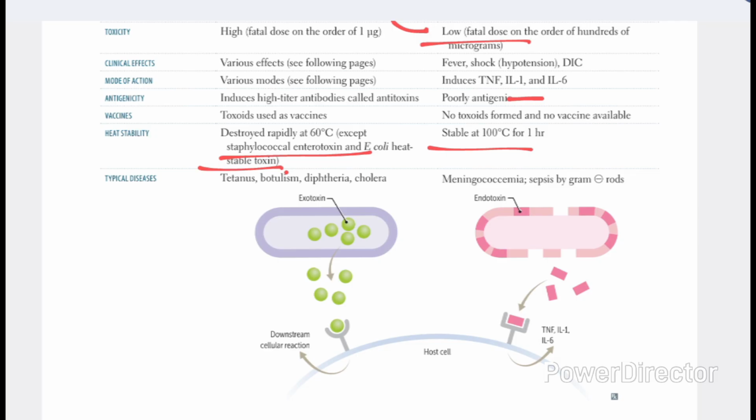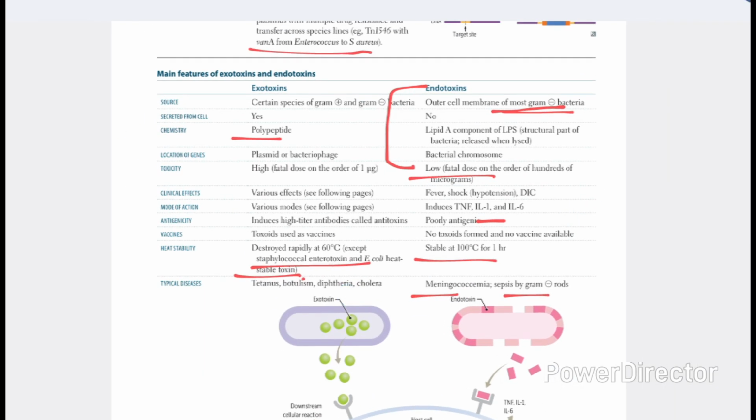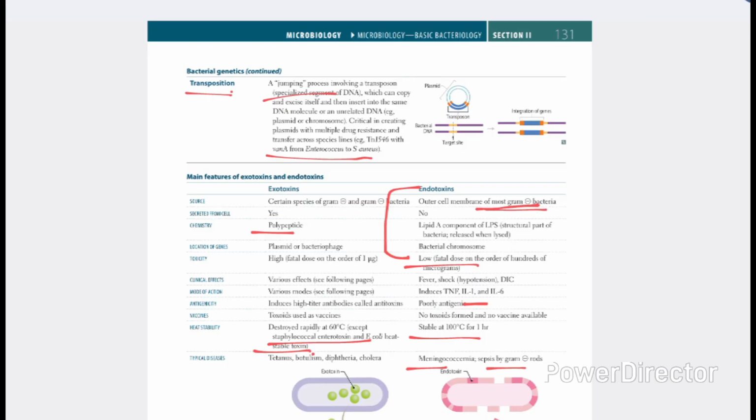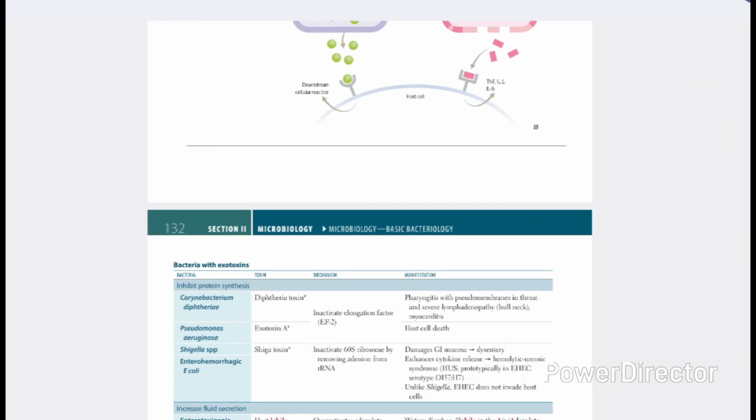So this was all about the basic bacteriology and genetics. In our next section, we will study some detail about the bacteria that produce the exotoxins and their characteristic features.